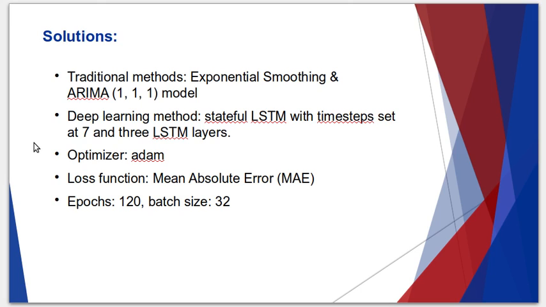The time step is set at 7 because the nature of the data is daily data of a weekly cycle, 7 days. For the optimizer, we use the Adam optimizer, and the loss function is mean absolute error, because mean absolute error is more resistant to outliers, which are the high and low fluctuations of the daily price. We train the model 120 epochs at batch size 32.